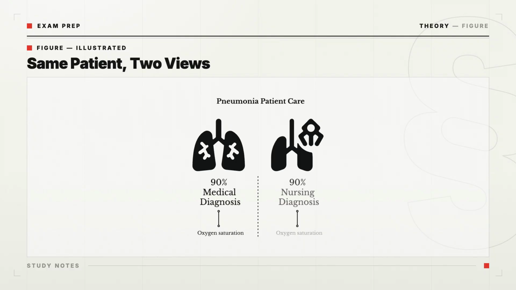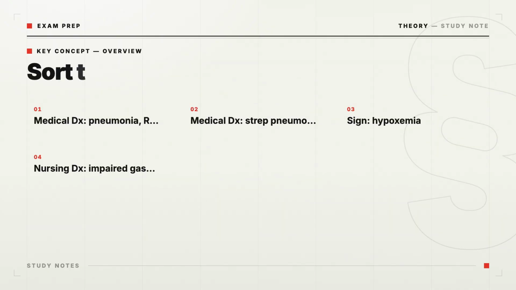Picture a patient with pneumonia in the right lower lobe. The chest film and culture establish the disease, but the nurse sees labored breathing, a saturation of 90% and crackles. Framing impaired gas exchange related to alveolar capillary changes, as evidenced by that low saturation and abnormal lung sounds.